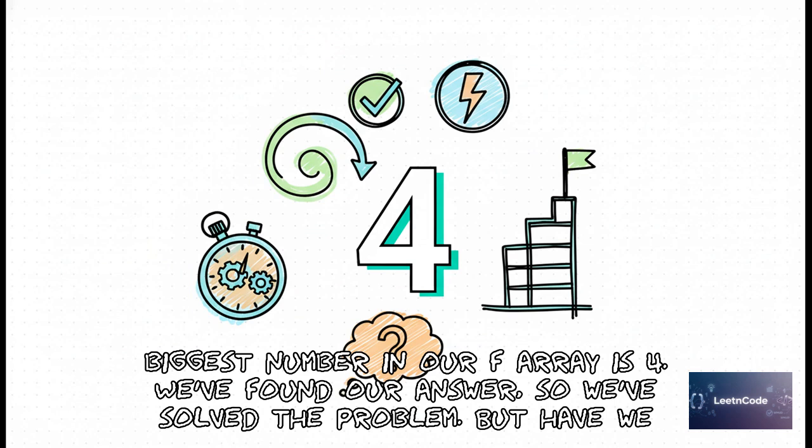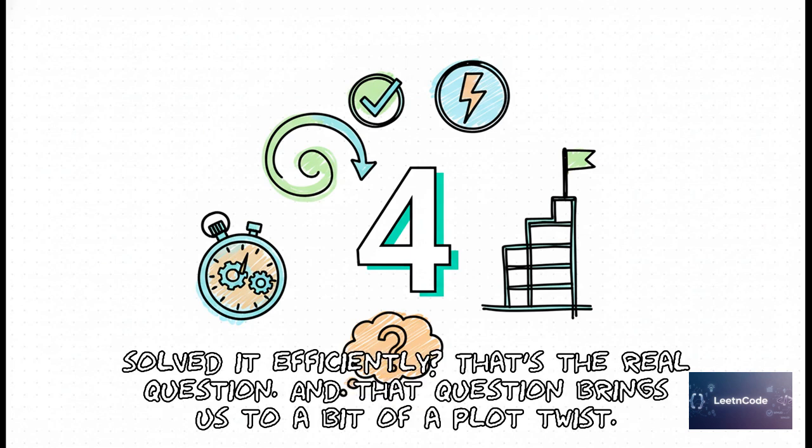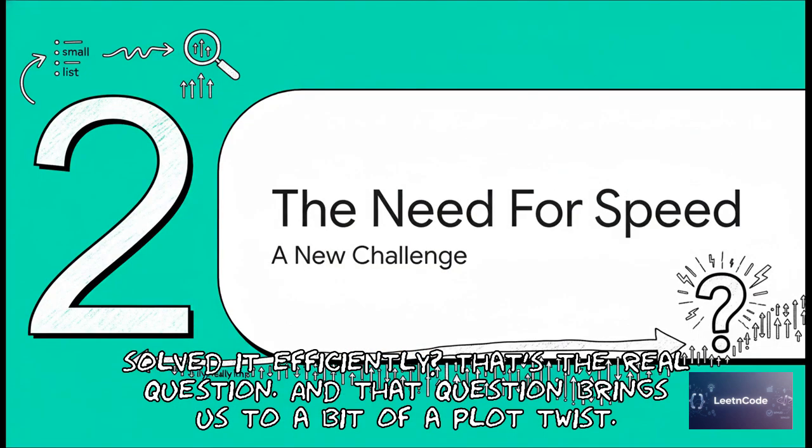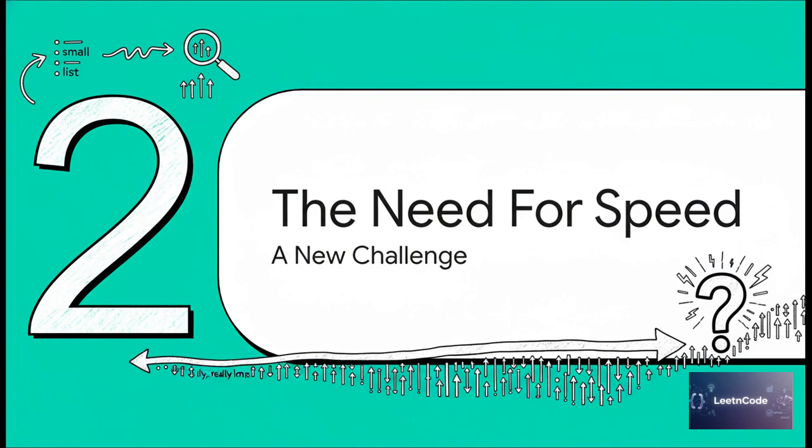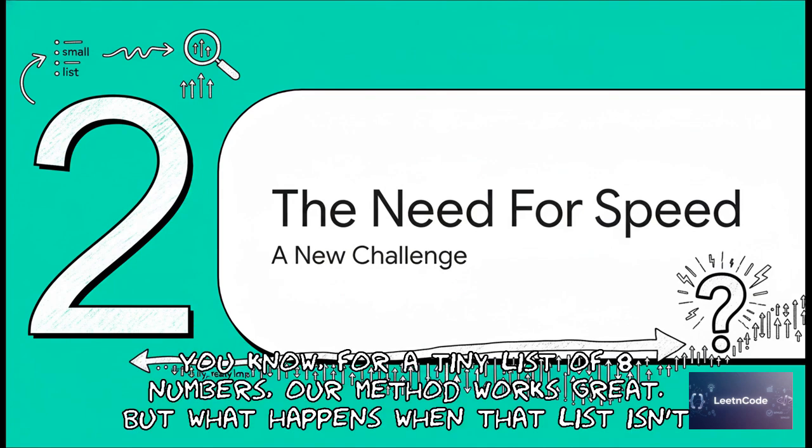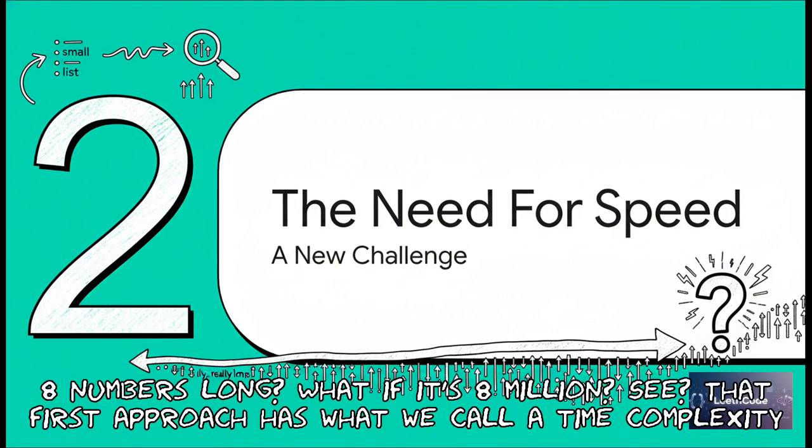We found our answer, so we've solved the problem. But have we solved it efficiently? That's the real question. And that question brings us to a bit of a plot twist. For a tiny list of 8 numbers, our method works great. But what happens when that list isn't 8 numbers long? What if it's 8 million?